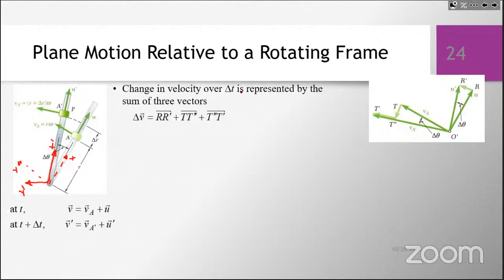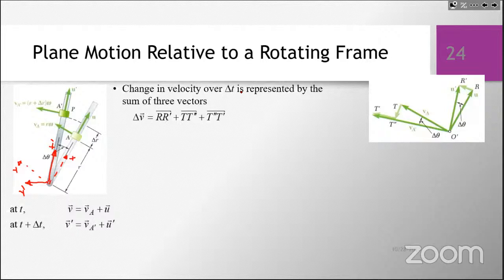Right, so at time t, we have some velocity, which is equal to the velocity of point A plus the relative velocity of the collar. And at some point, t plus delta t, we're left with v prime, va prime plus v prime, right? So we're tracking the velocity of that point A, and A and A prime are just where P is on the bar at that instant. Okay. The change in velocity over time is represented by the sum of three vectors.